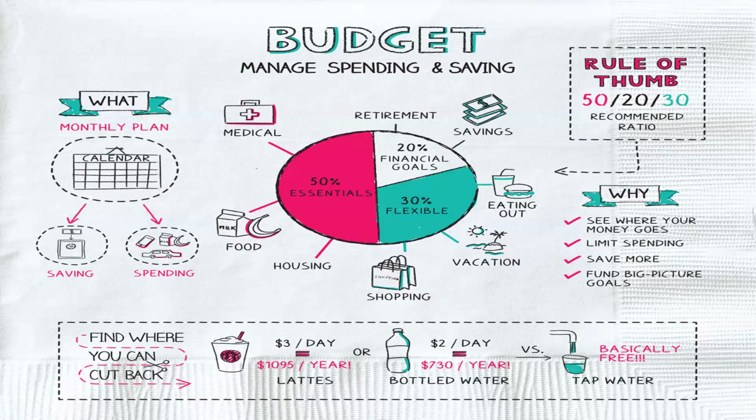Why does budget matter? Budget matters because with a budget, you will see where your money goes. With a budget, you'll be able to limit your spending. With a budget, you'll be able to save more. With a budget, you'll be able to fund big picture goals. So budget is important. It can be a monthly plan, for saving or for spending. We also have the rule of thumb, the 50, 20, 30 recommended ratio. And that's what we have here on this slide.